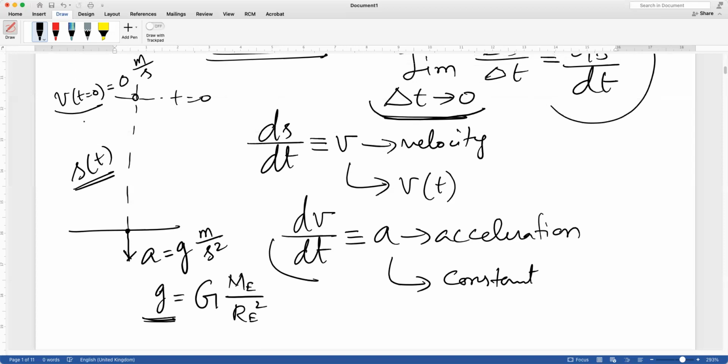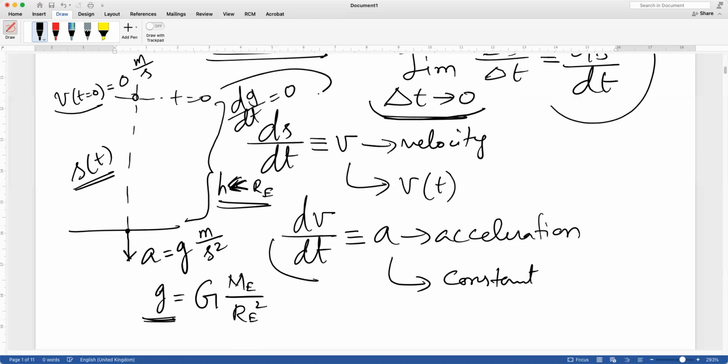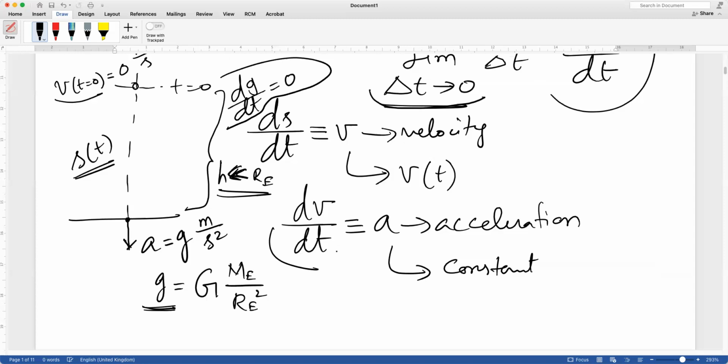And what is the big difference compared to the center of the earth? This particular distance h is teeny weeny, very, very small, compared to the radius of the earth. So you just consider that during this change in distance there is no change in g, so dg by dt you consider as 0. That means g is independent of time in our problem. Do you get that? Yes, sir. Okay, so that is where it all starts.